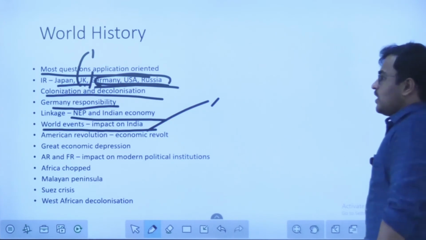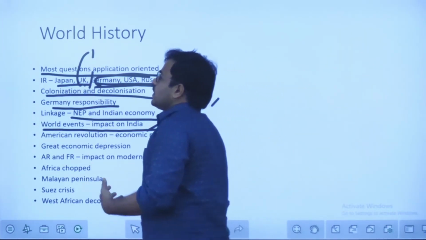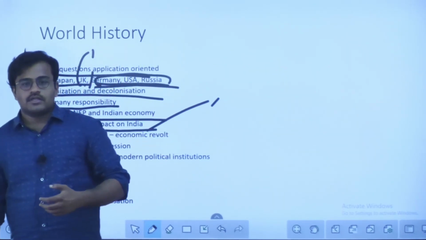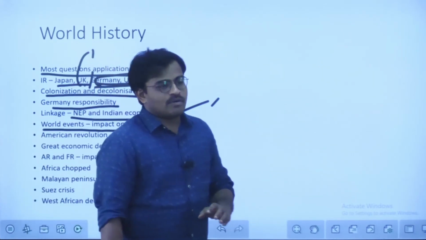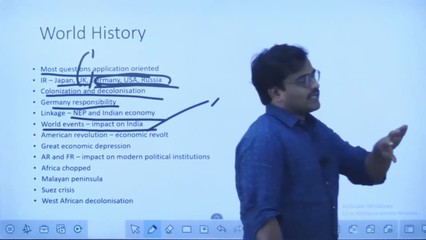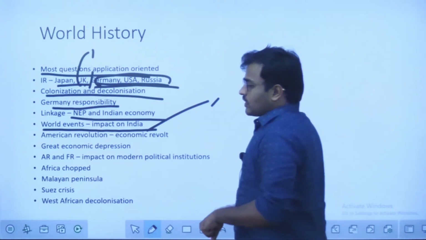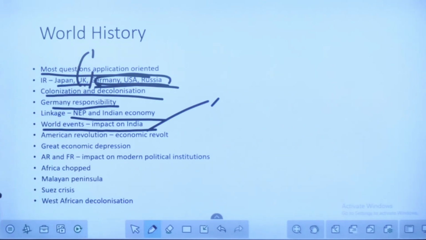And if you see most of the events like the Non-Cooperation Movement, CDM, and Quit India Movement, they are linked to World War I, the Great Economic Depression, and World War II respectively. Yes or no? There is a direct link between all these three movements and major international events. Then the Russian Revolution and socialism, and their impact on India. All of these things you can write.